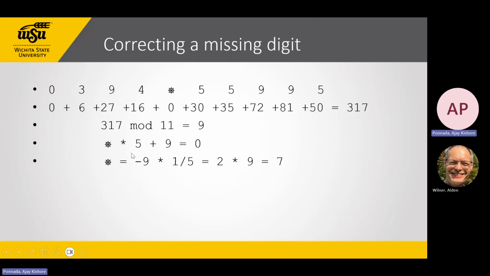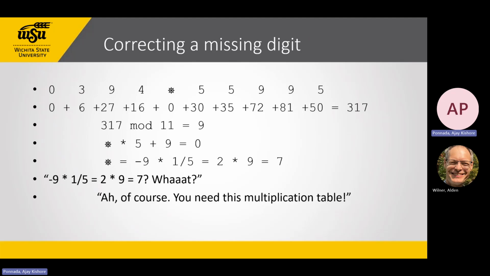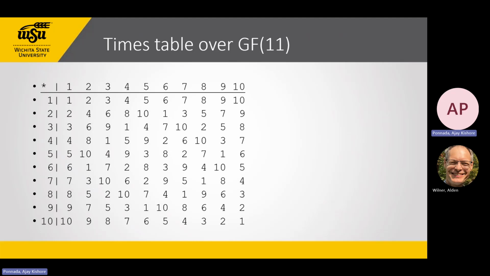So this is something we are not aware of. It's not the basic arithmetic step, because minus 9 by 5 is going to be something other than what we learned so far: minus 9 times 1 by 5, 2 times 9, 7. Of course you need this multiplication table, so this is the multiplication table we need to look at while doing that.